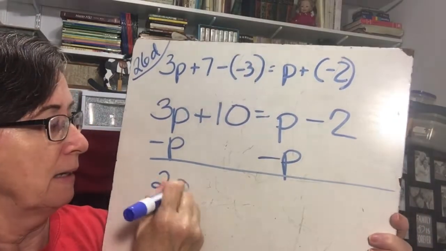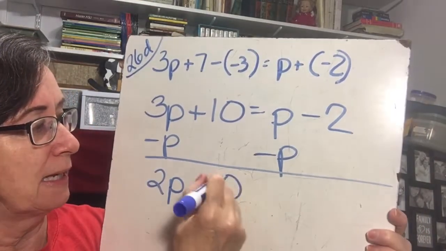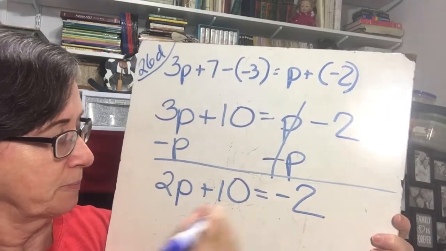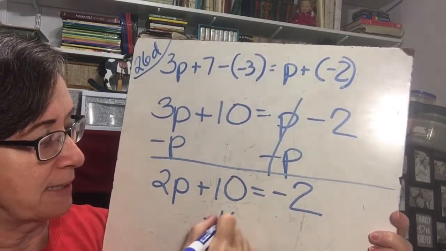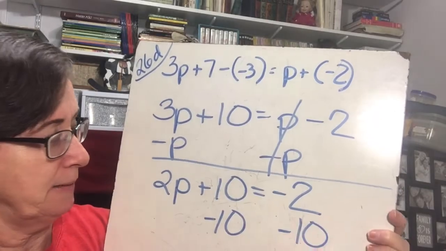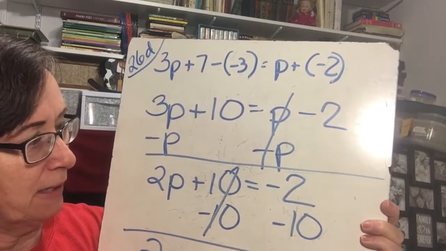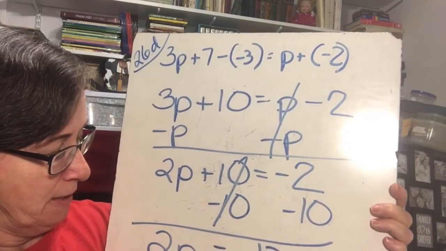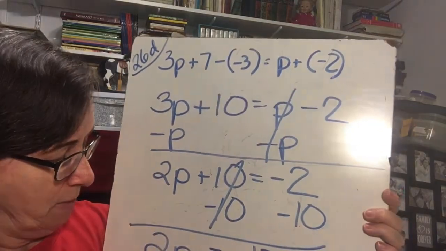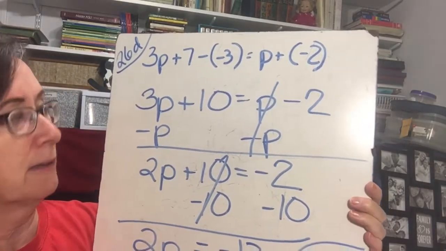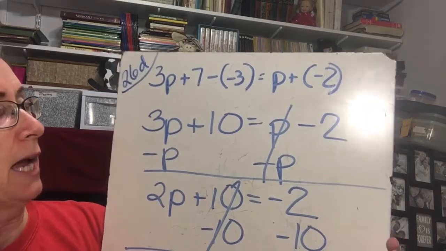2p plus 10 equals negative 2. And subtract a 10, subtract a 10. 2p equals negative 12. Divide by 2, divide by 2. P equals negative 6. Okay, so let's go back up and check.